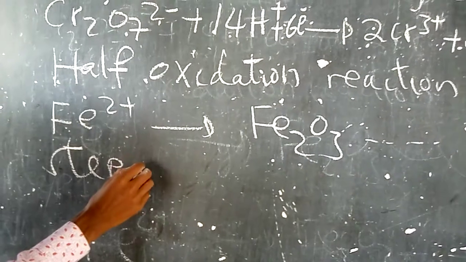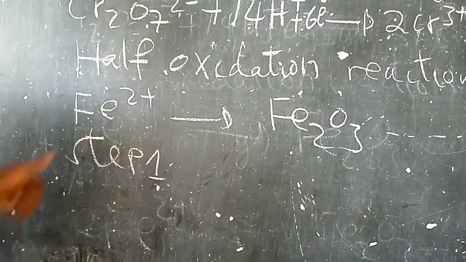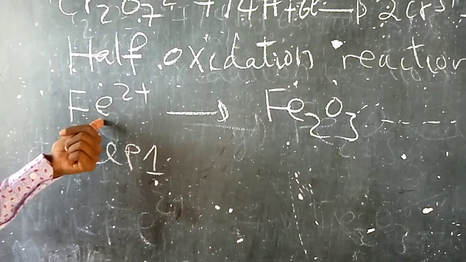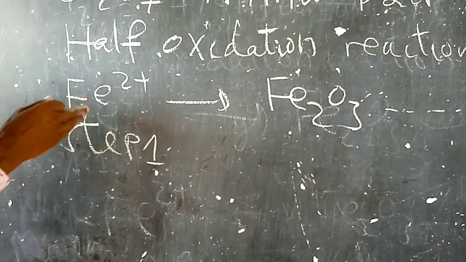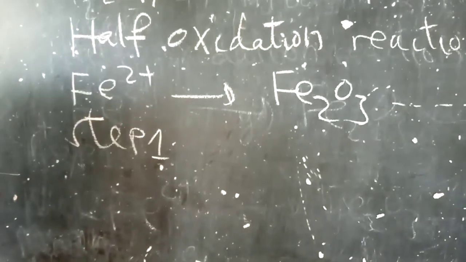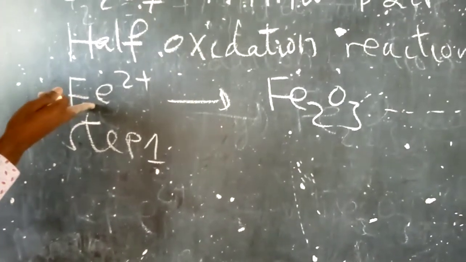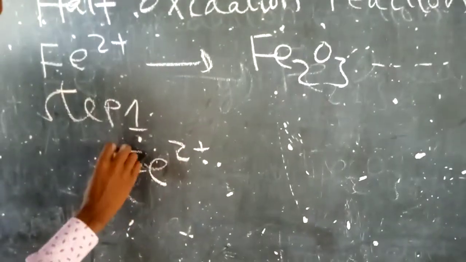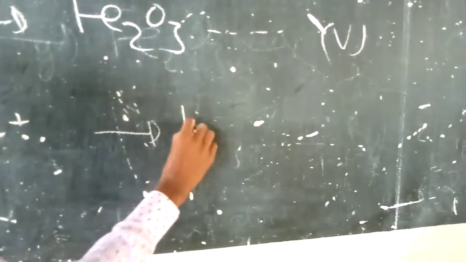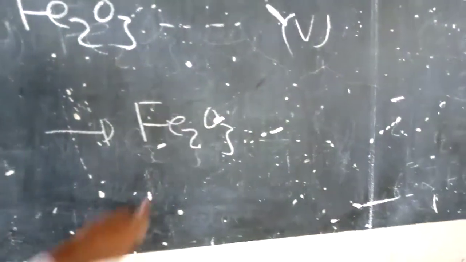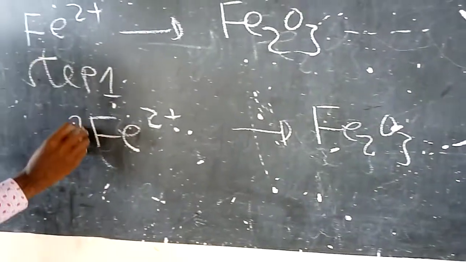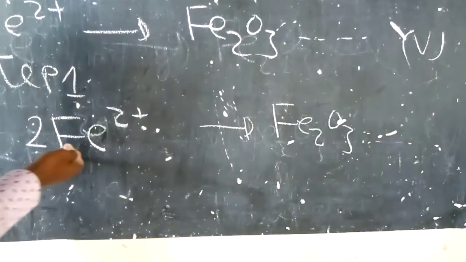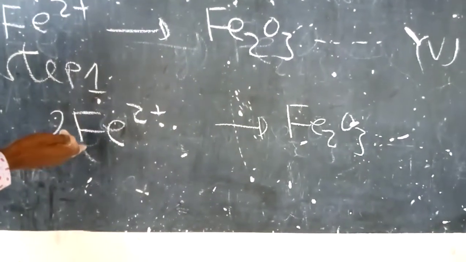Step 1 now. We are going to balance this half oxidation reaction. To balance it, first of all, we balance atoms apart from oxygen and hydrogen. Here we have iron. We have 1 iron, in the product we have 2 iron. So we take 2 Fe2+ to get Fe2O3. In the reactant side we have 2 iron and in the product side we have 2 iron. So iron is balanced, the atom apart from oxygen and hydrogen.